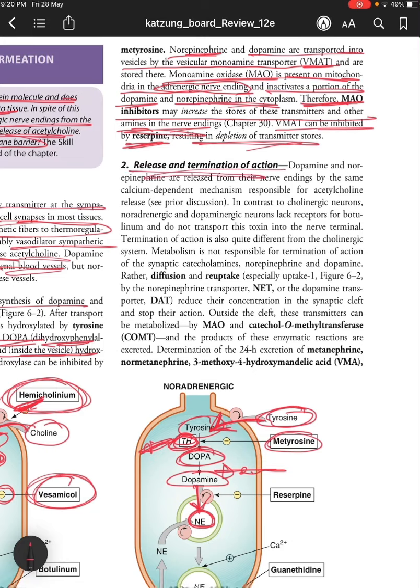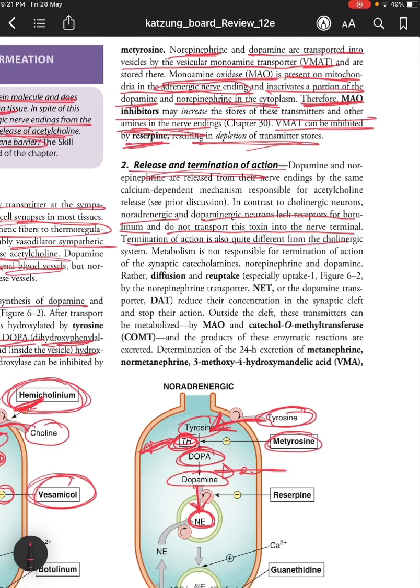Okay. So coming to the release, dopamine and norepinephrine are released from the nerve endings by the same calcium dependent mechanism responsible for ACH release. In contrast to cholinergic neurons, noradrenergic and dopaminergic neurons lack receptors for botulinum and do not transport this toxin into the nerve terminal. So botulinum can only affect a neuron if the neurotransmitter is ACH. If it is an adrenergic neuron, the botulinum toxin cannot have its effect.